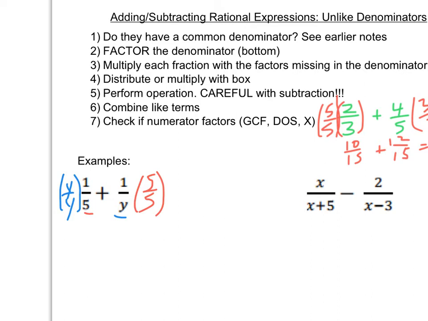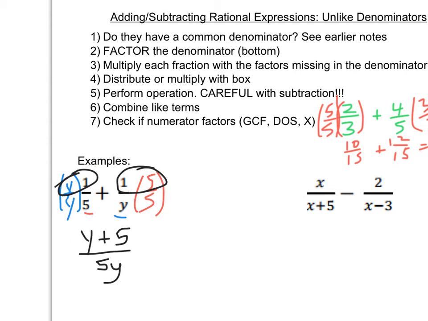So now I'm going to clean this up a little bit. 1 times y is just y, plus 1 times 5 is 5, over my common denominator of 5y. And that's my final answer.